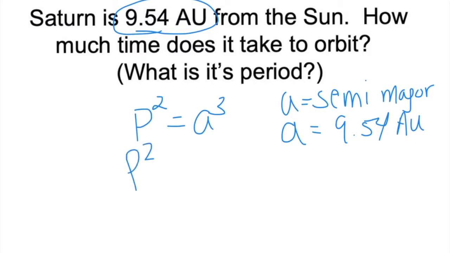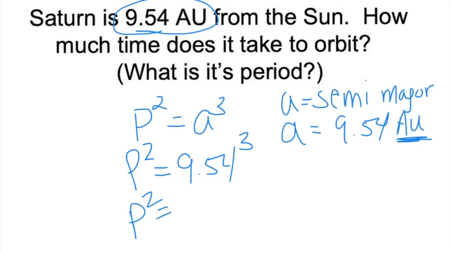So P squared equals 9.54 cubed. AU is our target unit, so we don't have to do anything to that. So the first thing we'll do is we'll cube 9.54, so P squared equals 9.54 cubed, which is approximately 868. And now my number in the calculator is 868.250664. I'm only going to write 868.25, but since it's in my calculator, I'm going to leave it that way and round at the end.